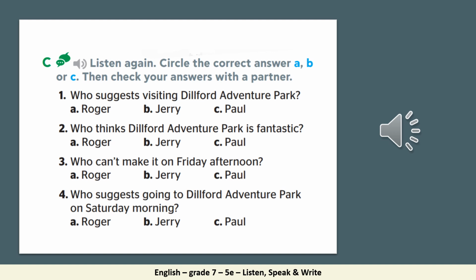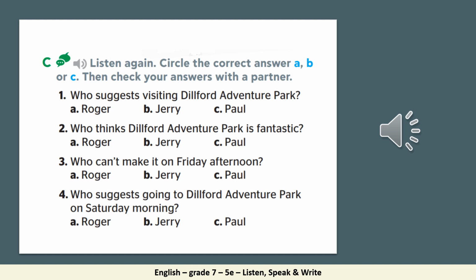Question 2. Who thinks Dilford Adventure Park is fantastic? Is it Roger, Jerry, or Paul? Question 3. Who can't make it on Friday afternoon? Is it Roger, Jerry, or Paul? And the last question, who suggests going to Dilford Adventure Park on Saturday morning? Roger, Jerry, or Paul? Let's now listen.